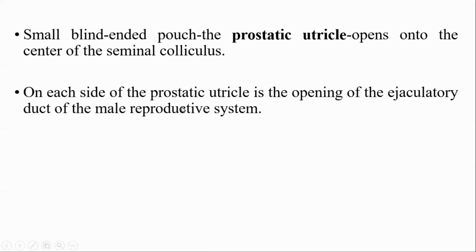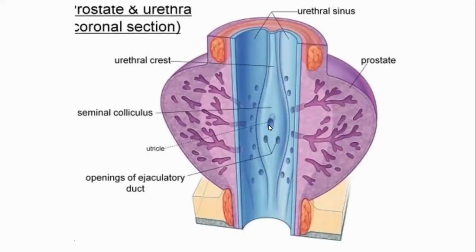Then on each side of the prostatic utricle opens the ejaculatory duct. The opening of the ejaculatory duct lies on each side of the prostatic utricle. So this is the prostatic utricle, and on either side of it there are two openings of the ejaculatory duct.